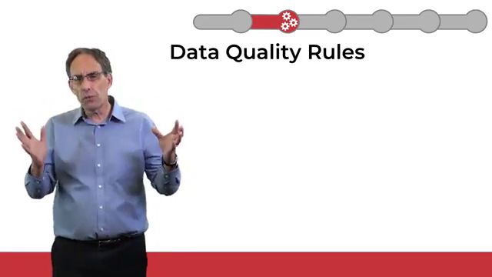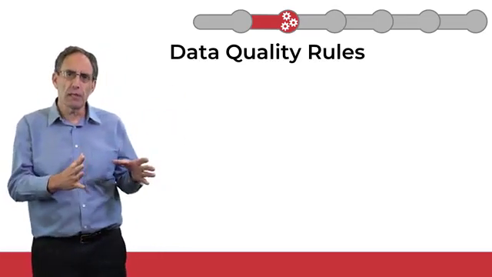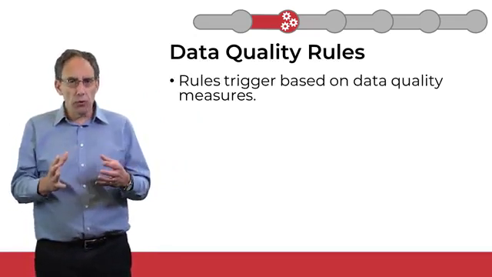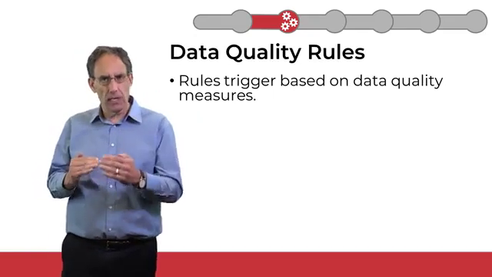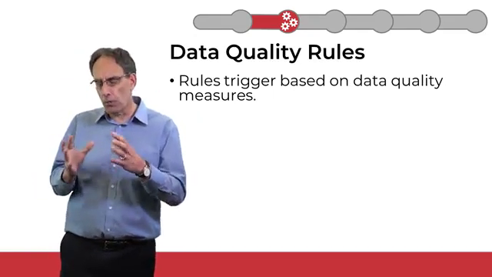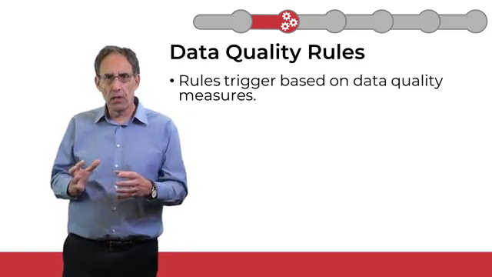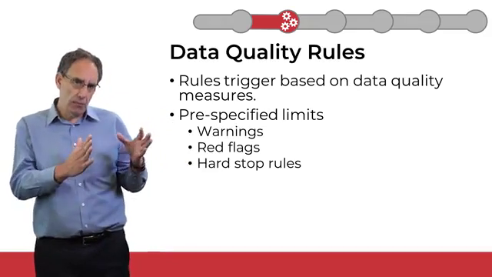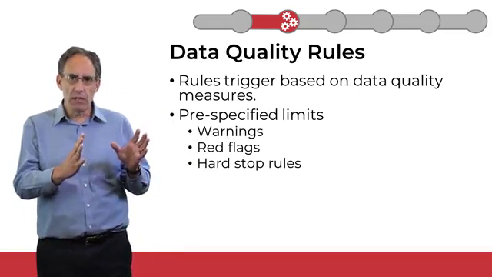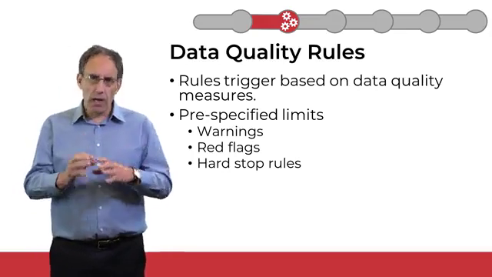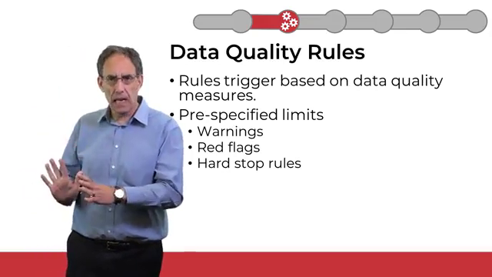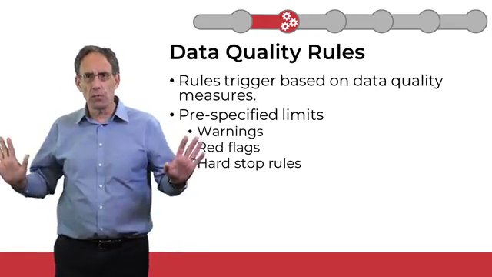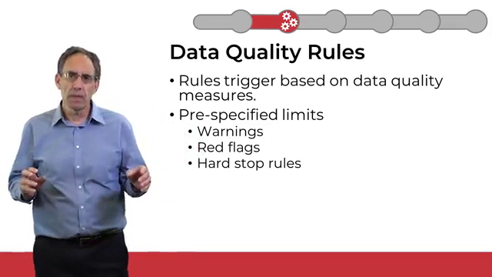There is a huge commercial and open source marketplace for calculating data quality measures. Data quality rules express the acceptability of a data set based on one or more data quality measures. The limits set in a data quality rule may result in a simple warning, a more serious red flag, or a complete hard stop indicating issues that are so serious that the data are simply unusable under any circumstances.